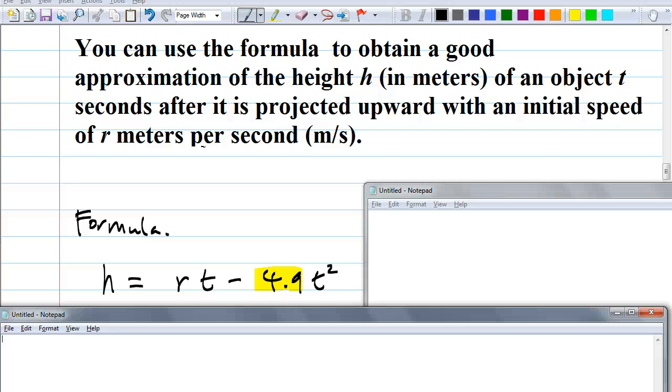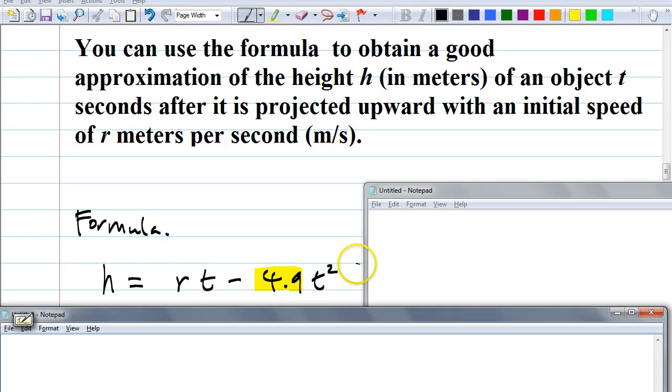Rate. What kind of rate? The very first rate that you throw the object in, right? How fast you throw it. Initial rate. That's what initial means, right? The very first rate that they're throwing this object into. What does T mean, do you think? That's time. That number 4.9, that is just a number they tested many times and they came up with that number. So don't worry about that number too much. It has to do with gravity.